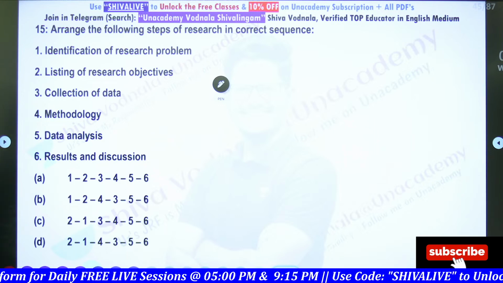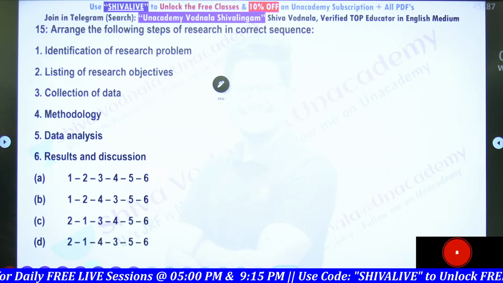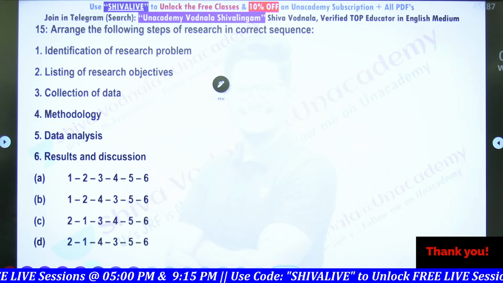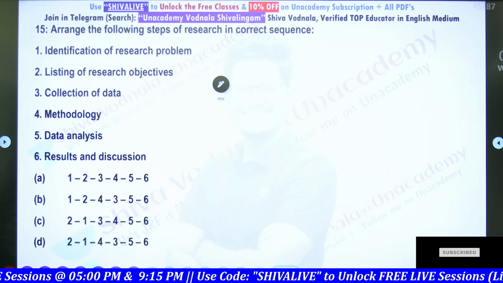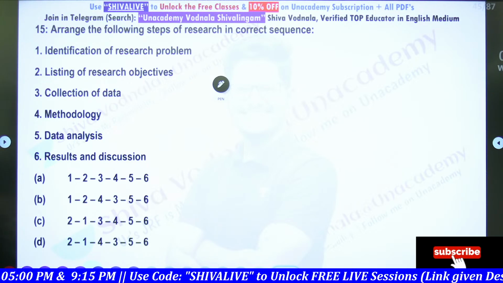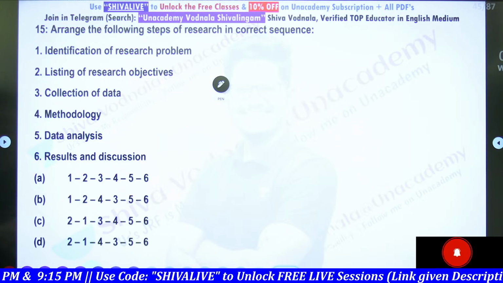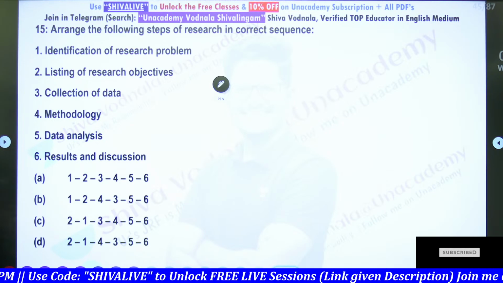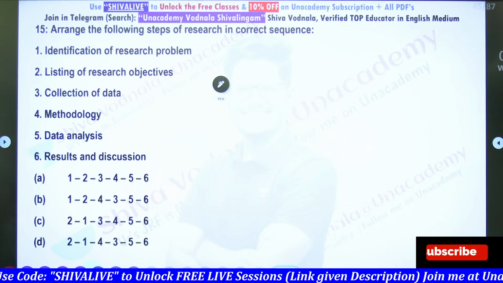Next, answer please. Arrange the following steps of research in a correct sequence. Identification of research problems, listing of research objectives, collection of data, methodology and data analysis, results and discussion. We need to arrange the steps in a proper sequence.